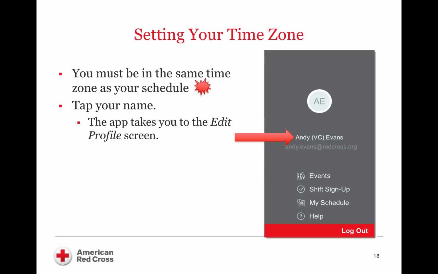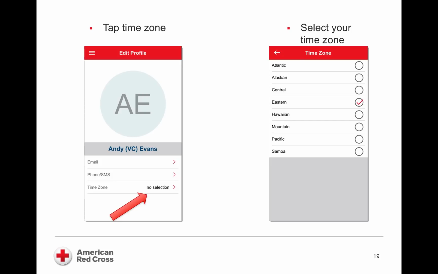You must set your time zone. You must be in the same time zone as your schedule. To set your time zone, tap your name, and the app takes you to the Edit Profile screen. Once here, tap on the time zone, and then select your time zone.